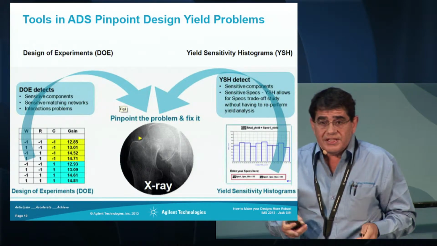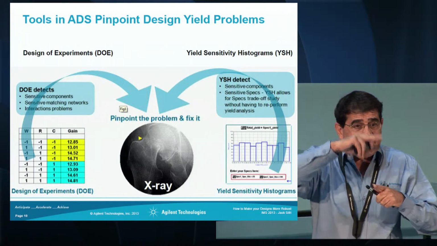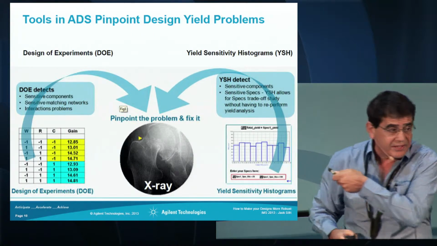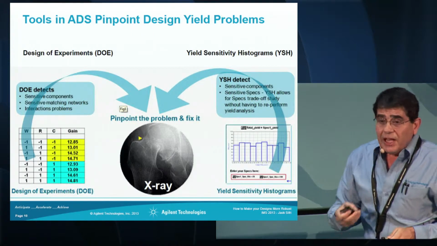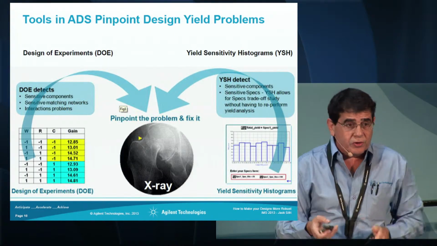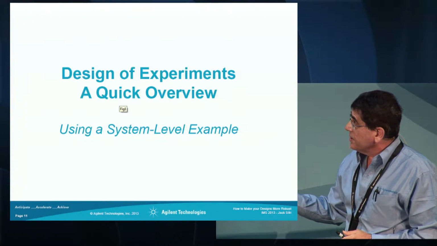The two tools to apply to detect where the problem is are design of experiment and yield sensitivity histogram. And I would like to briefly discuss with you what design of experiment is, for those who maybe haven't used it.